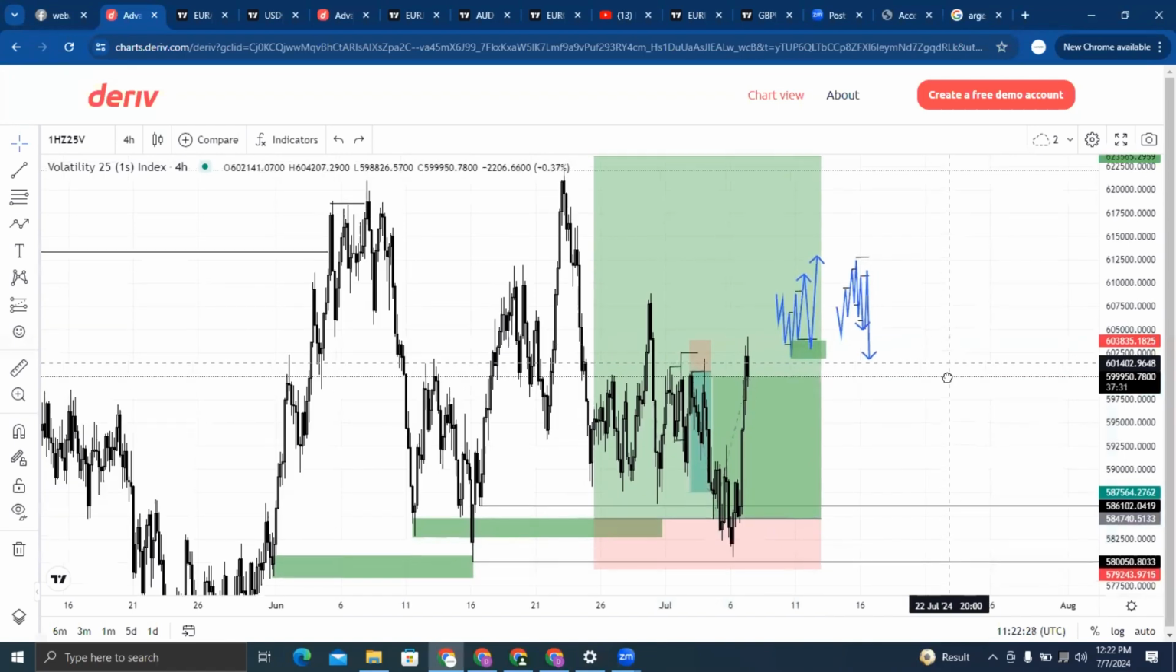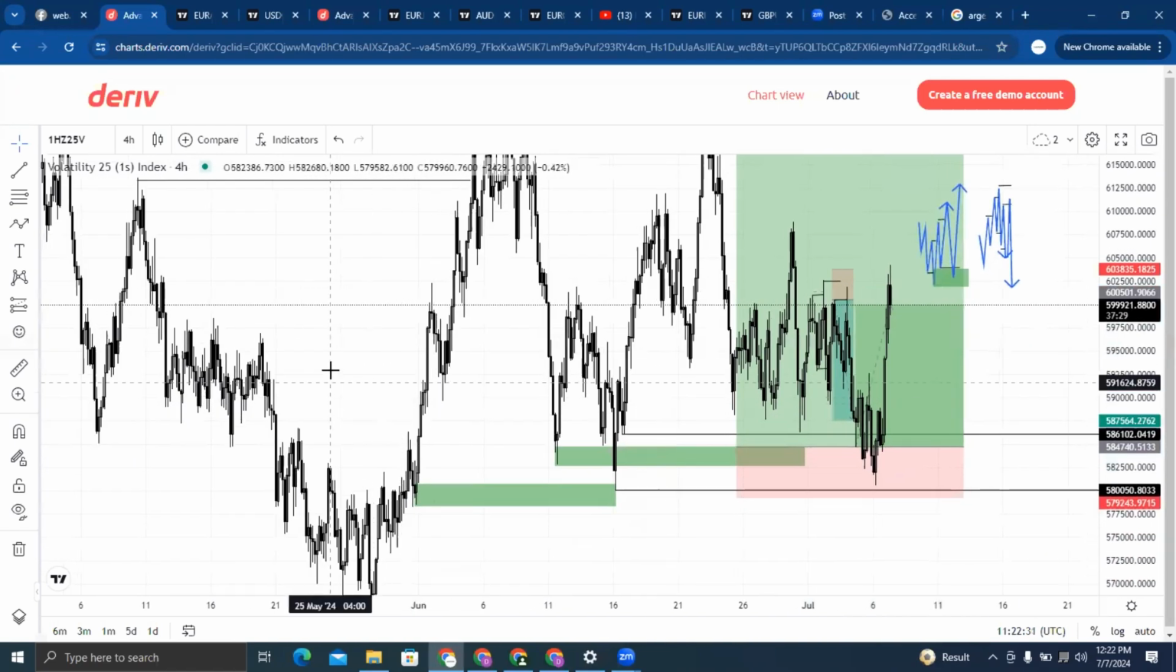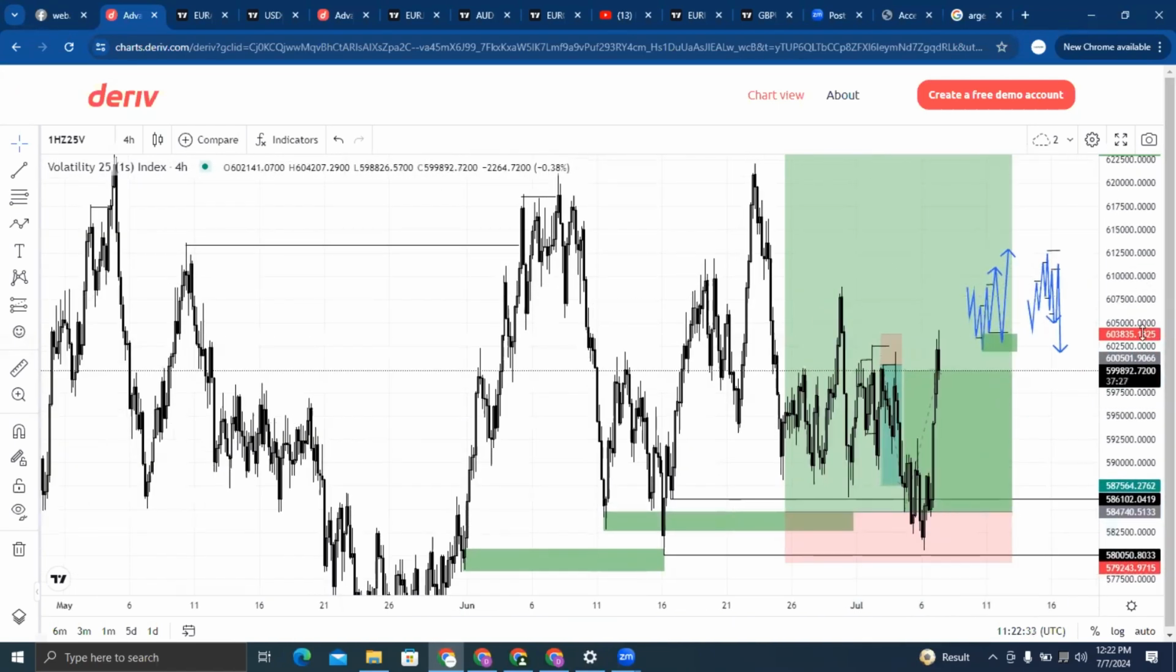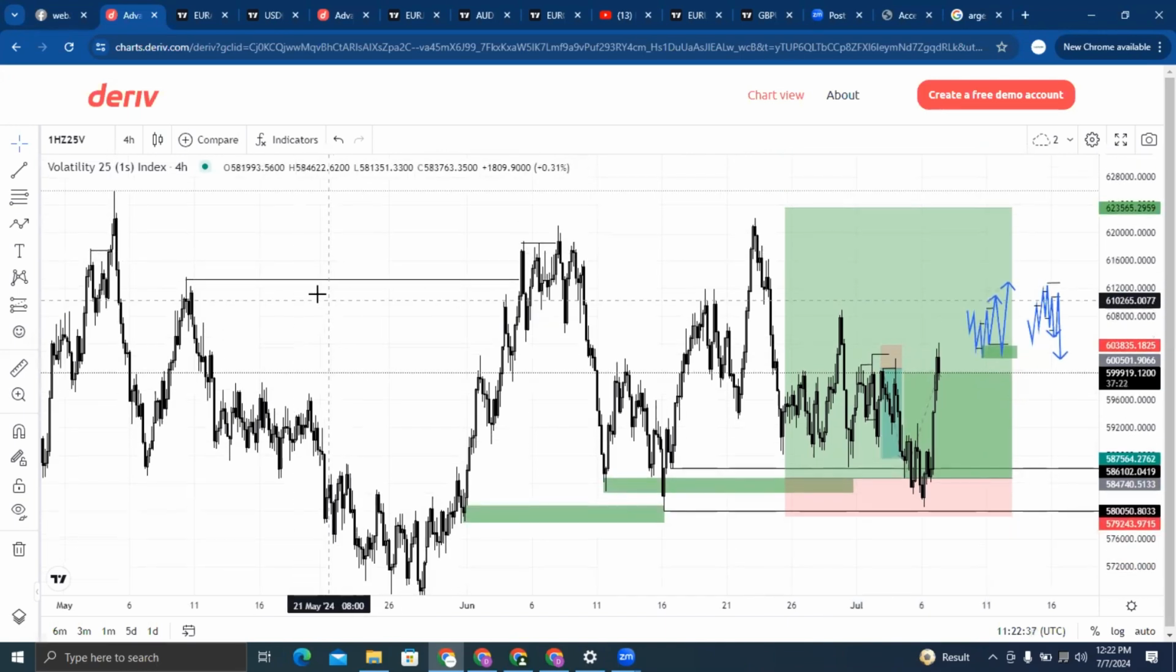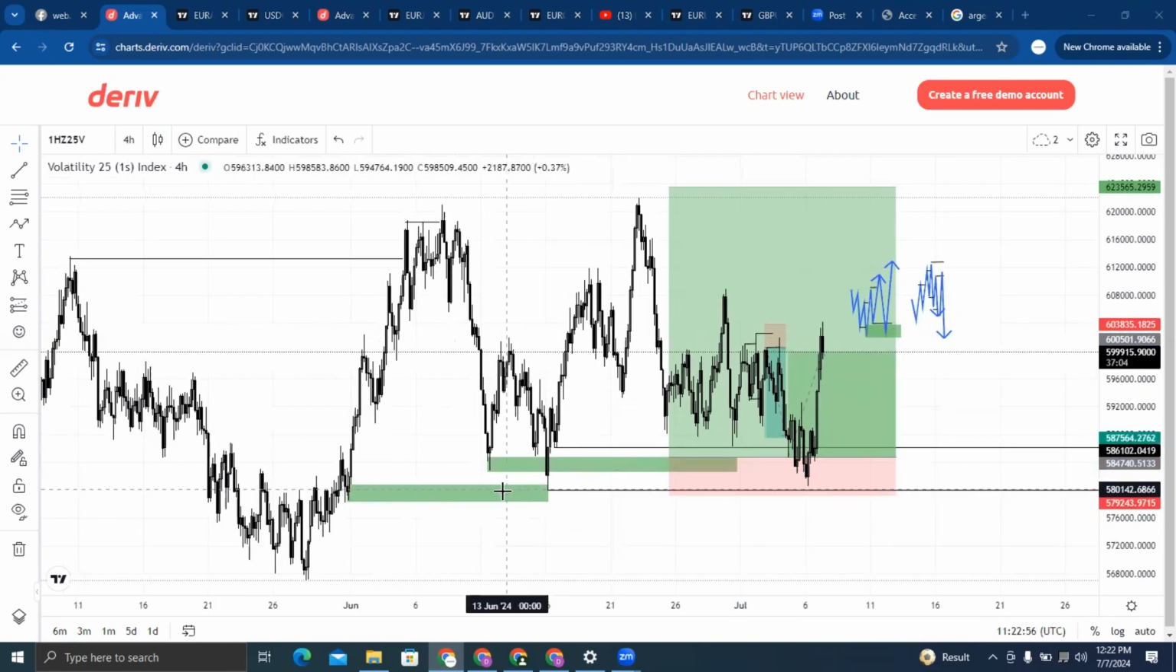All right. So what did I see here? I saw that the market broke structure. I saw that there was a break of structure from this point, and there was a pullback to this other block over here. Before price pulled back to this other block here, it did something.